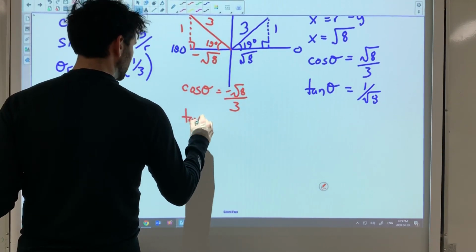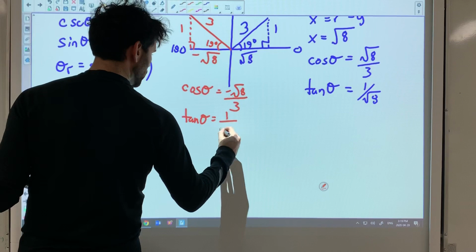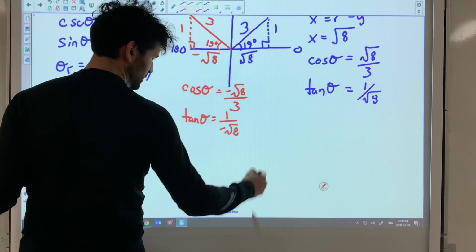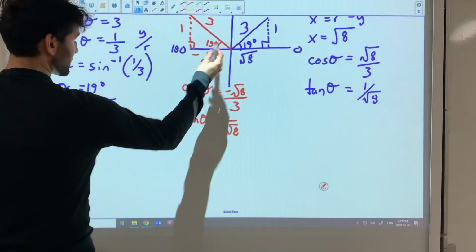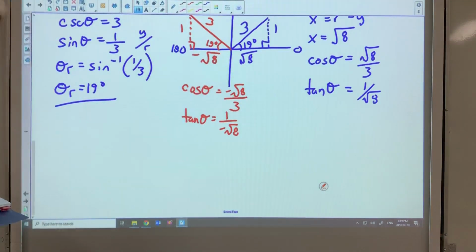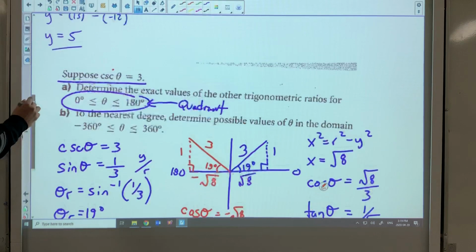Tan theta is 1 over negative square root 8. And then sine theta is still 1 over 3. There you have it. Now they're also in part B, so that's part A.